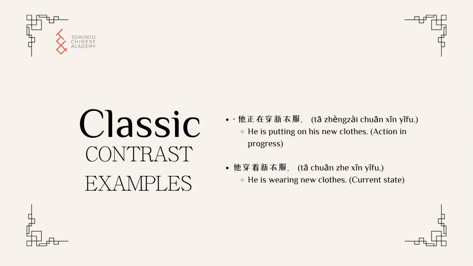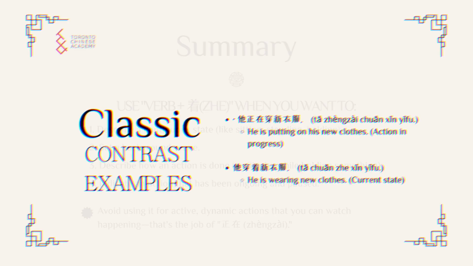Here's a final classic contrast that you can use to distinguish between the two constructions. 他正在穿新衣服, He is putting on his new clothes. The action is in progress. Whereas when you say 他穿着新衣服, He is wearing new clothes. It is a current state.